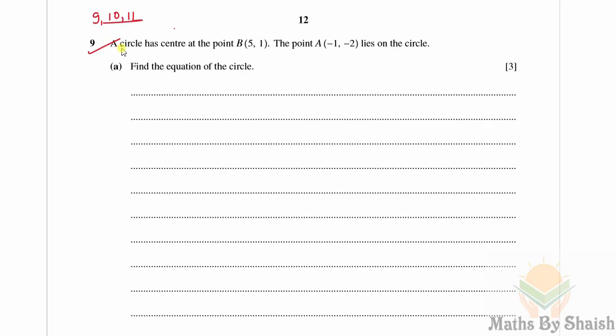And here is the 9th question. A circle has center at the point B (5, 1). The point A (-1, -2) lies on the circle. Find the equation of the circle.